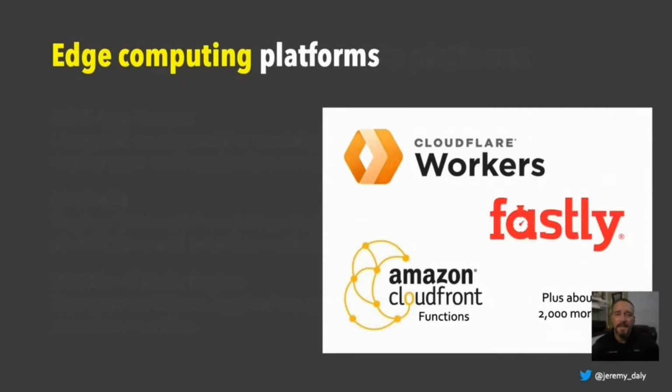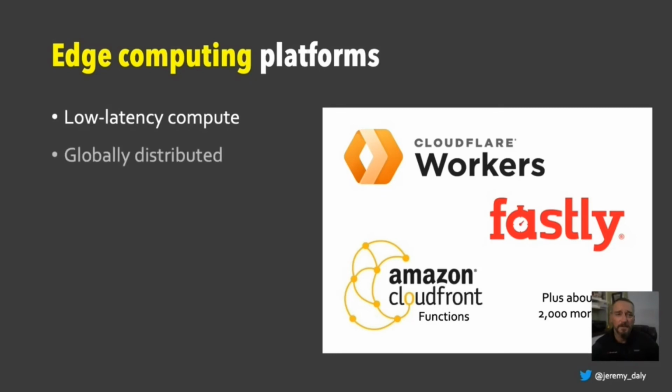The other thing that is becoming very prevalent, and I'm sure you've heard of all of these, is edge computing platforms. So Cloudflare Workers, Fastly, Amazon CloudFront, or CloudFront Functions, as well as, I joke, about 2,000 more. There's a lot of people doing these. These are great because they have very low latency compute, so you can do very quick operations at the edge. Great for a number of different use cases. They're globally distributed, so you don't have to worry about someone coming from Australia all the way back to US East 1 in order to do something.